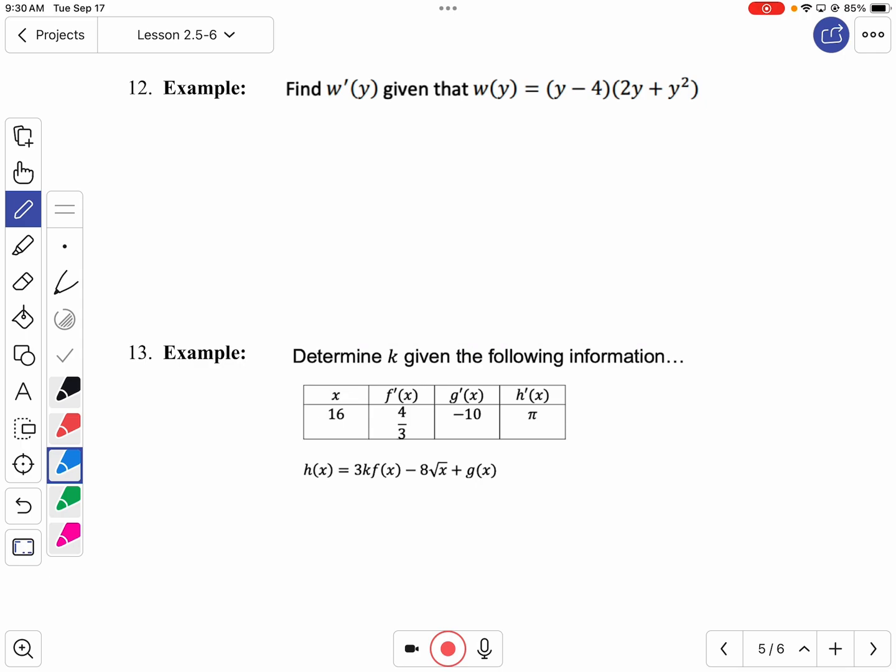All right, so find W prime of y, given that W of y is y minus 4 times 2y plus y squared. That is not a power function yet. What's going on with it? It's been multiplied. So how could I make it a power function? Multiply it out. Have at it.